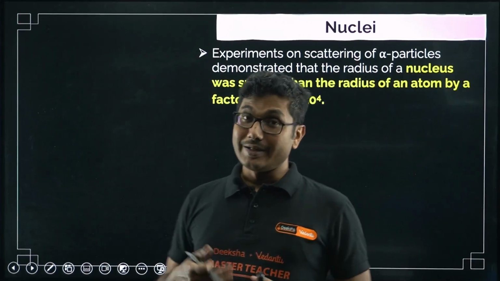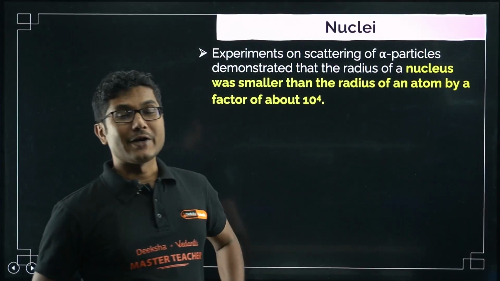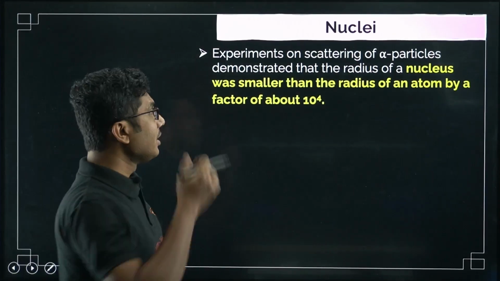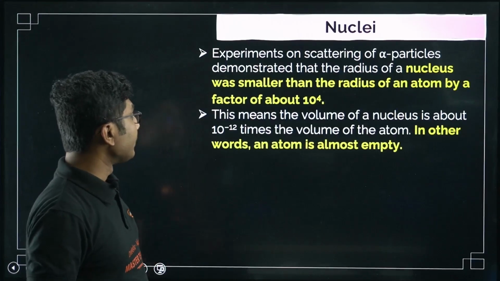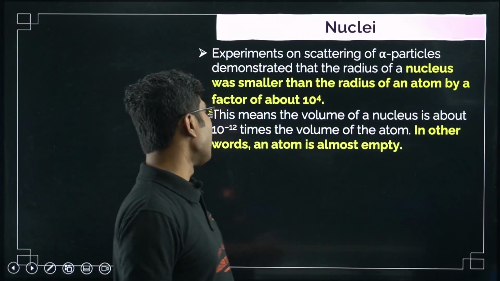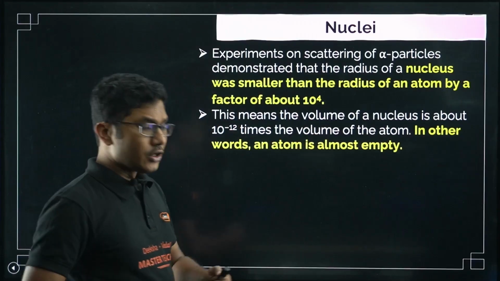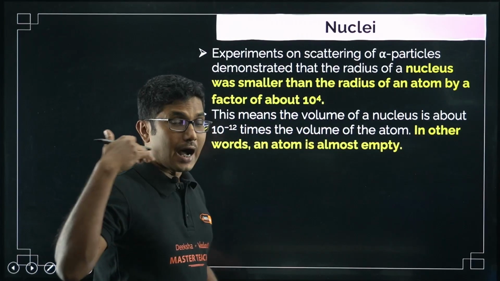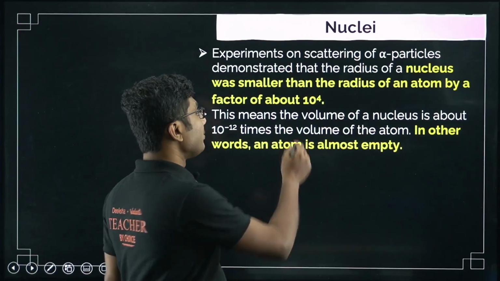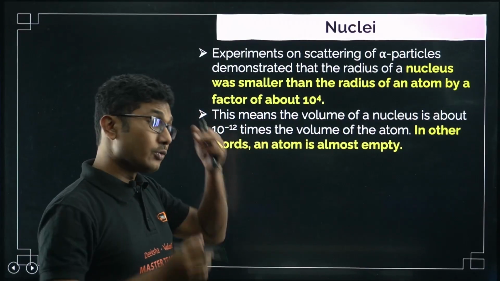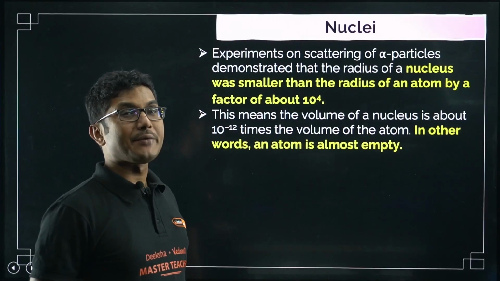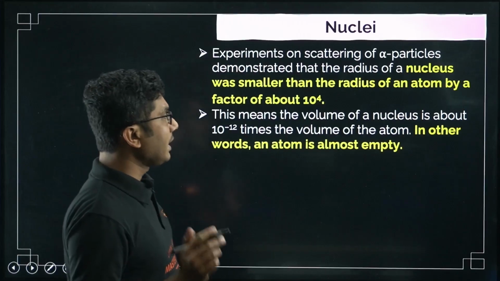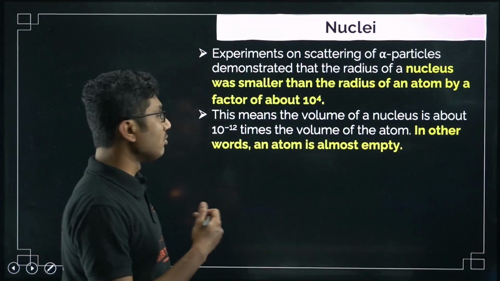10 to the power 4 means 10,000 times. Sometimes we do not realize how big or how small it is. Nucleus is very small compared to the atom. This means that the volume of the nucleus is about 10 to the power of minus 12 times the volume of the atom. If we assume it is a spherical shape, the volume is proportional to r cubed, and r cubed means 10 to the power 4 whole cube. So the volume will be 10 to the power of minus 12 times smaller than the volume of the atom. It is very, very tiny. In other words, an atom is almost empty.